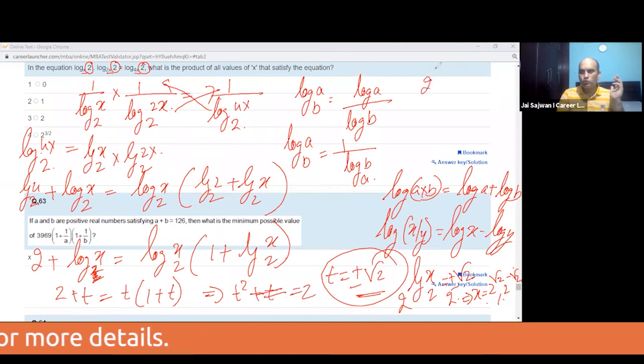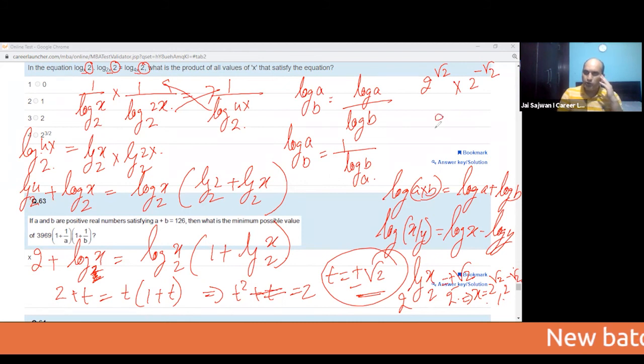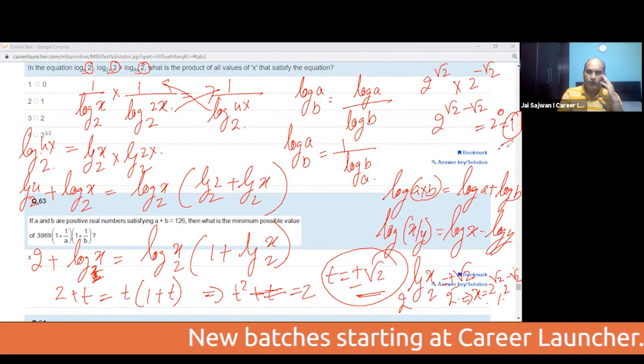So you know one value is 2 to the power of root 2 and the second value is 2 to the power of minus root 2. Just multiply them, you will get 2 to the power of root 2 minus root 2, which is 2 to the power of 0, which is equal to 1. Your answer is 1.